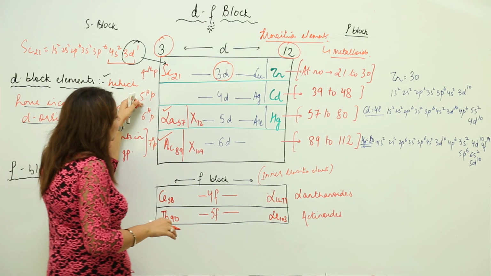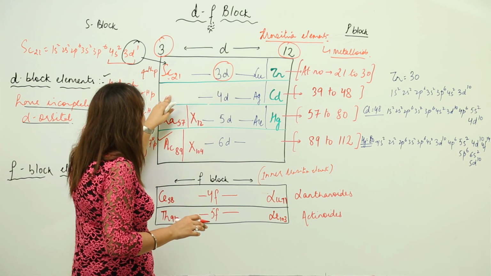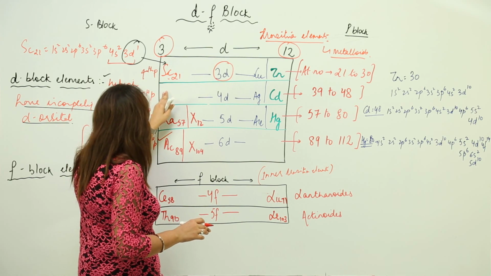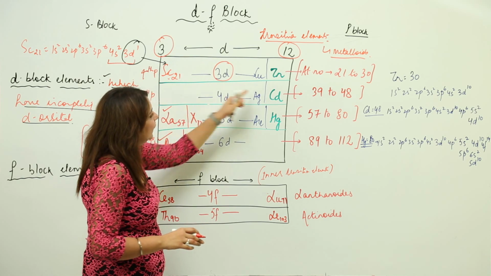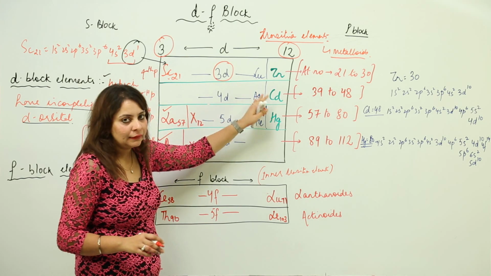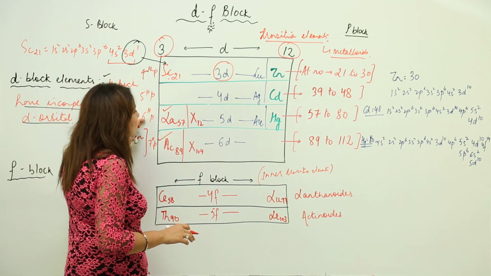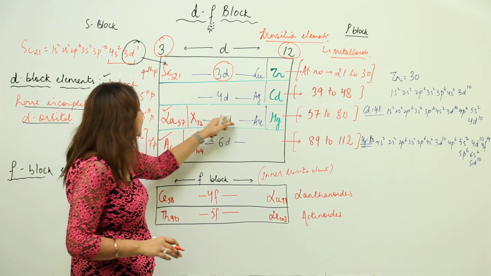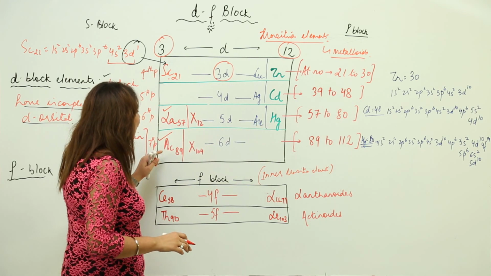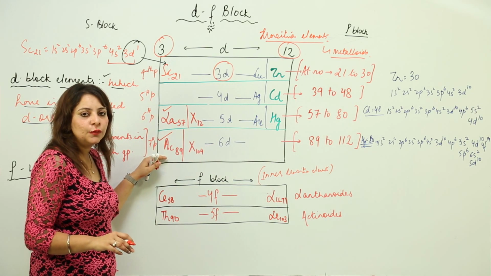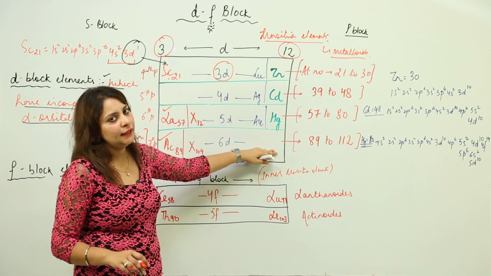Second, in the 5th period, we see the filling of the 4d orbital, starting from 5s2 4d1 and extending up to 5s2 4d10. Similarly, in the 6th period the filling of 5d electrons will take place, starting from 5d1 and ending up to 5d10. Likewise, in the 7th period the filling of 6d orbitals will take place, starting from 6d1 and extending up to 6d10.